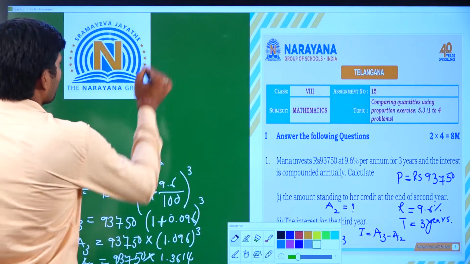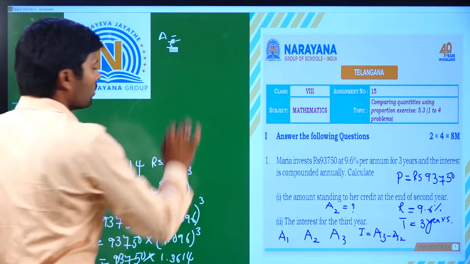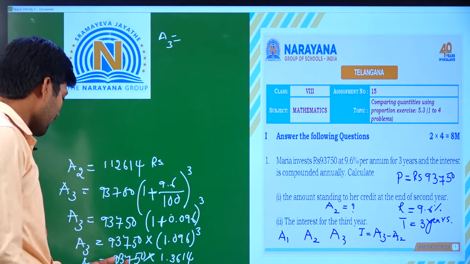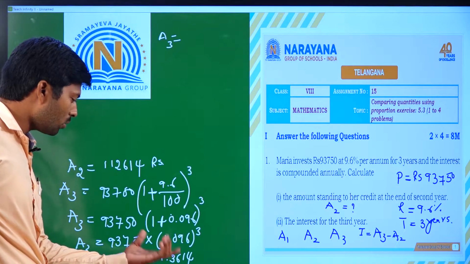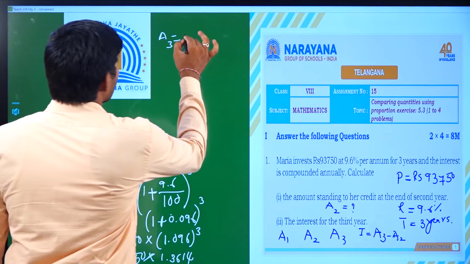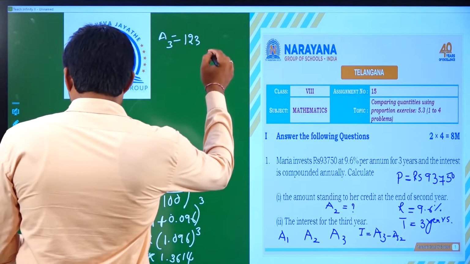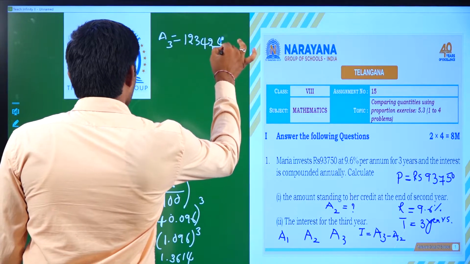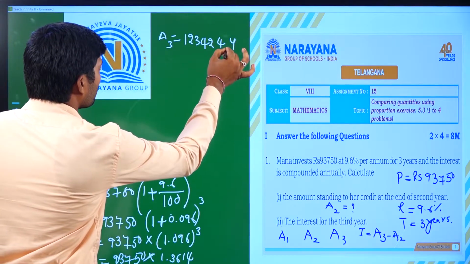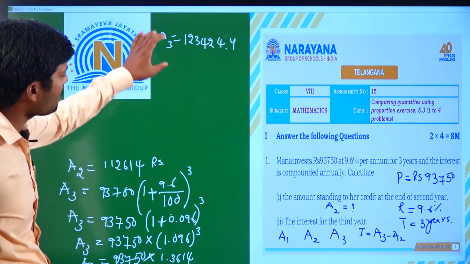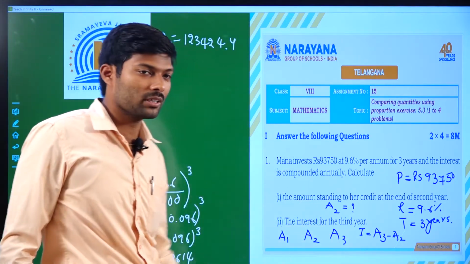Yes, the product of these two can be taken as A3 is equal to 93,750 into 1.3614. This can be taken as 1,23,424.4 rupees. This is the amount at the end of the third year.